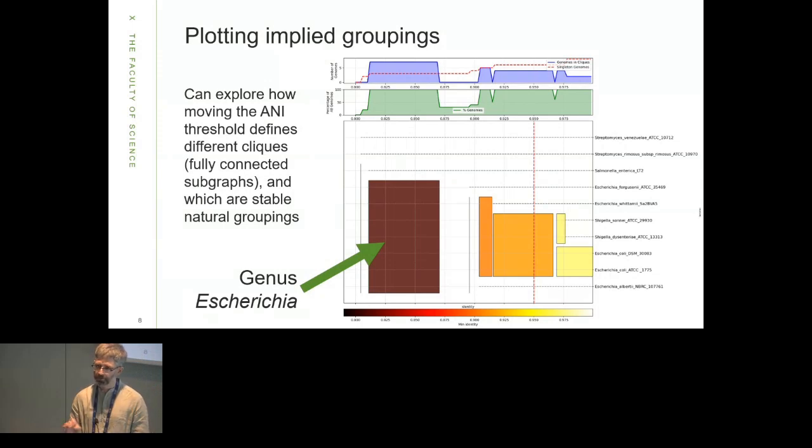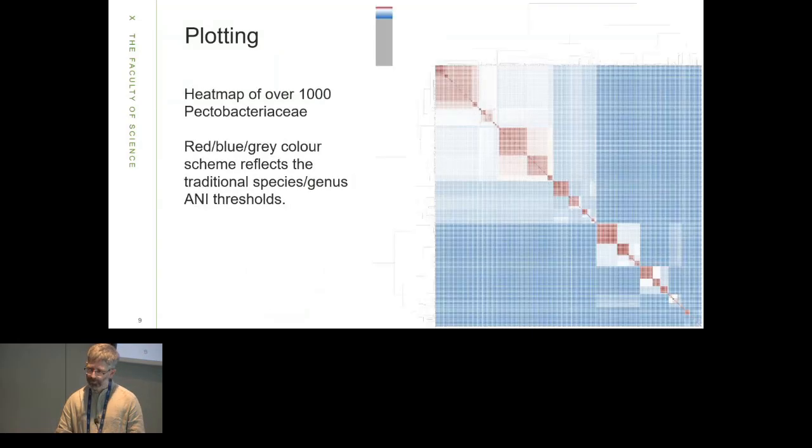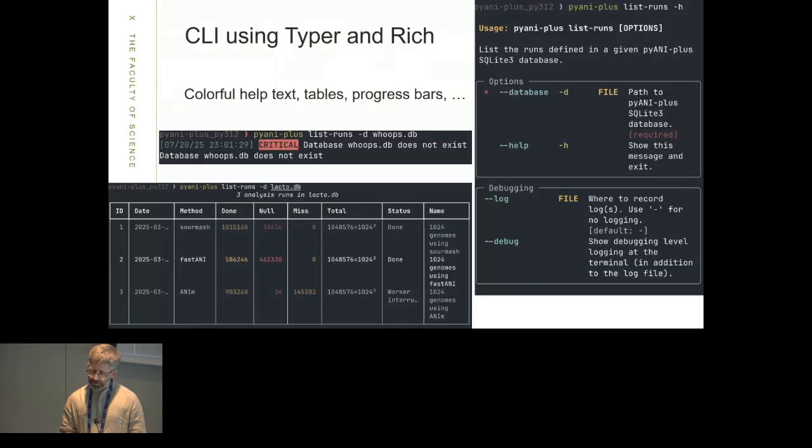Sometimes it matches beautifully to genus and species. Other times, what comes out of the data doesn't match the taxonomy. There's a big pretty picture. That's 1,000 pectobacteria. We're using Python libraries typer and rich to make a pretty command line interface. I've been quite impressed with those tools.